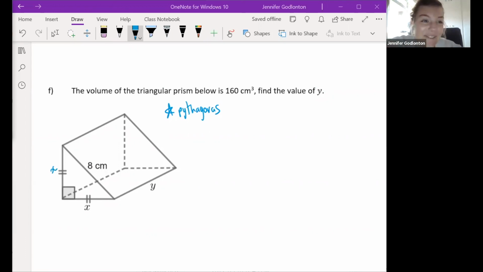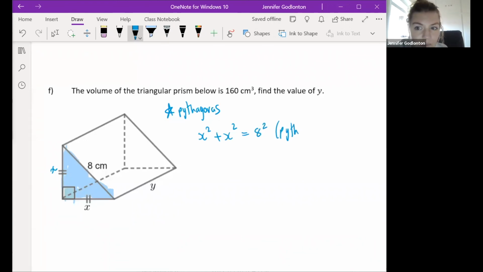Okay, I have to start talking, otherwise we're going to run out of time. So if I look at this triangle over here, and I use Pythagoras to help me out, I could say that x squared plus x squared is equal to 8 squared, because of Pythagoras. So even if you wrote that, you would have a mark, which is better than nothing. Otherwise, I wish I could give you all the time in the world.